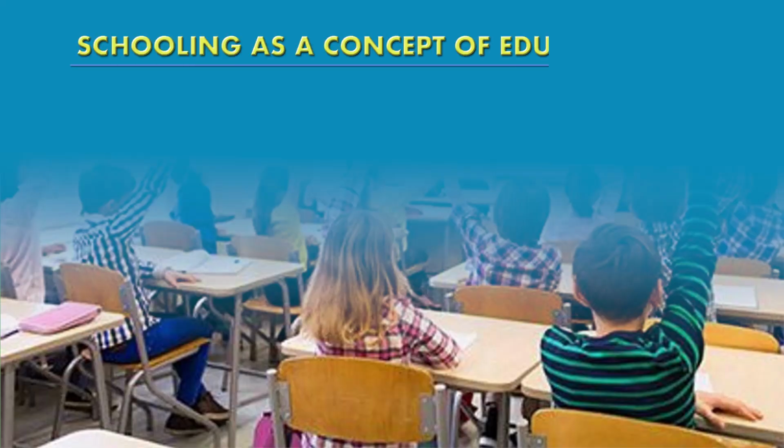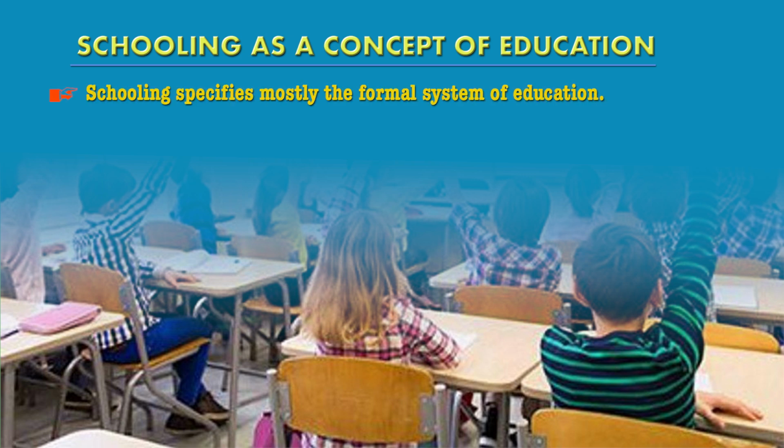So, friends, keeping in consideration these concepts of education, further we will proceed to understand the very concept of schooling as a concept of education. Let us try to understand. Schooling specifies mostly the formal system of schooling. That means education that we impart from the formal system of schooling, from the schools and colleges, where a definite curriculum is there, where a definite time schedule is there, and every day teachers are coming to the school, students are coming to the school, and certain face-to-face interaction happens in the school.